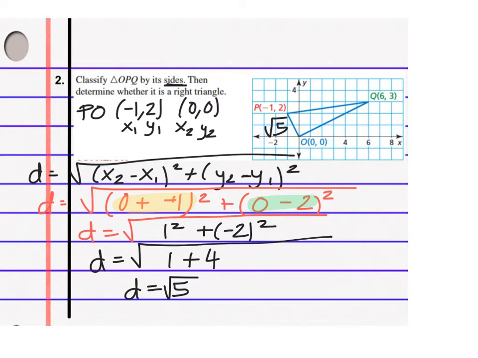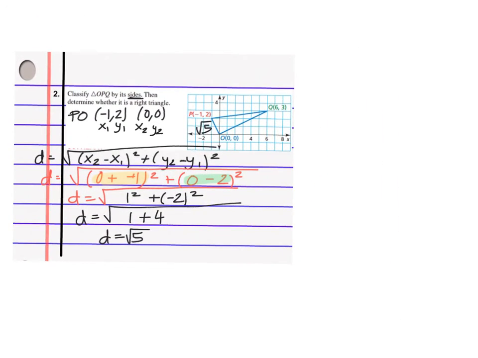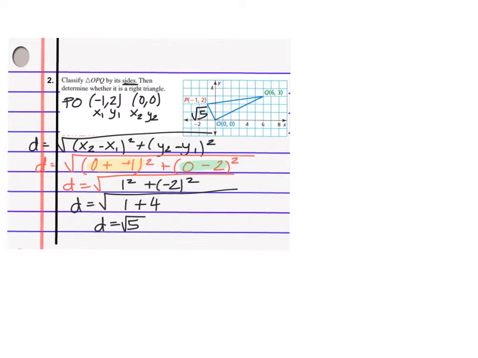Okay, then I'm going to need to find the distance. Let's find the distance of PQ next. So I'm going to erase this. Oh, I can't. Shucks. Okay. I'm going to move over and make some space. So now I'm going to find the distance of PQ. So P is at -1, 2. Q is at 6, 3.